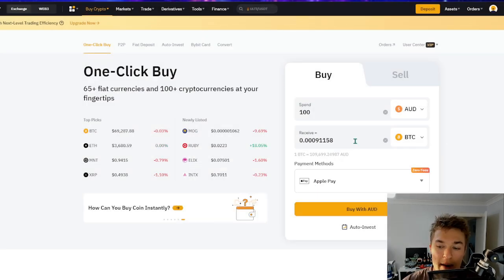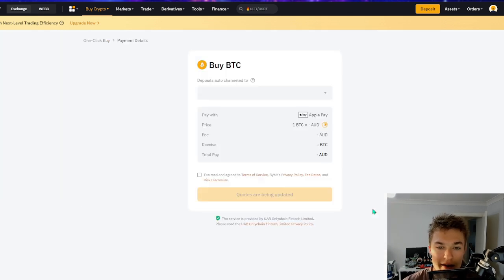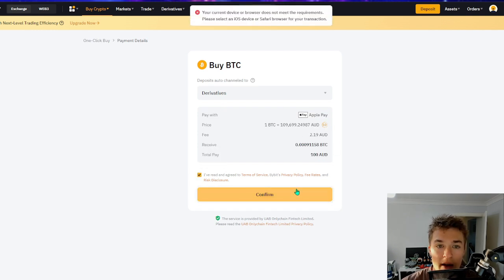Now, say we just go on to Apple Card. This isn't going to work, but I'll show you guys nonetheless, just for the process initially. You're going to want to put it into a specific account in your ByBit account. You can change these after the fact, so don't sweat it if you get it wrong. You can see there is a small fee attached, but it doesn't matter. Nonetheless, we will confirm, and you can see that your current device or browser doesn't meet the requirements.